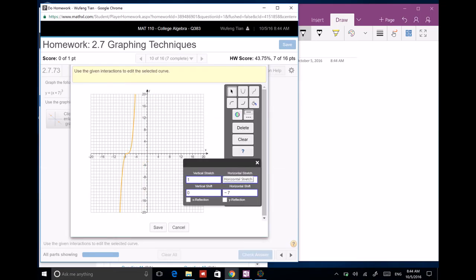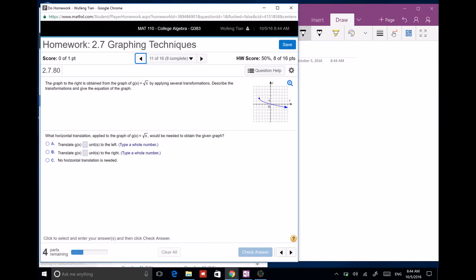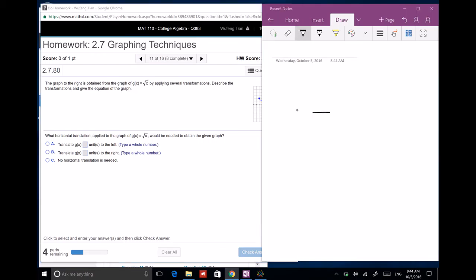Okay, shift 7 units to the left. It's pretty simple too. Let me see what that is. The horizontal translation applied to the graph. What do you know about applying it from a given graph? So this function, previously, you can see the function is like this.